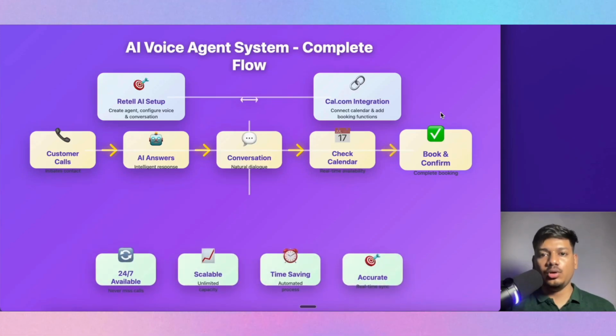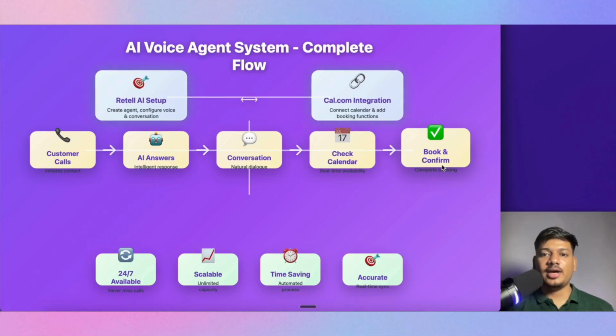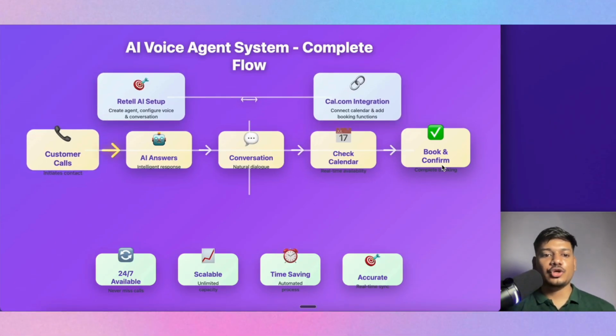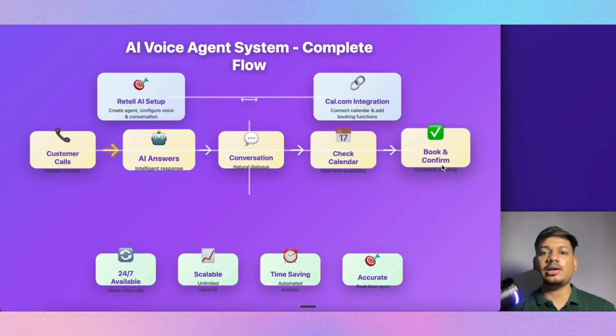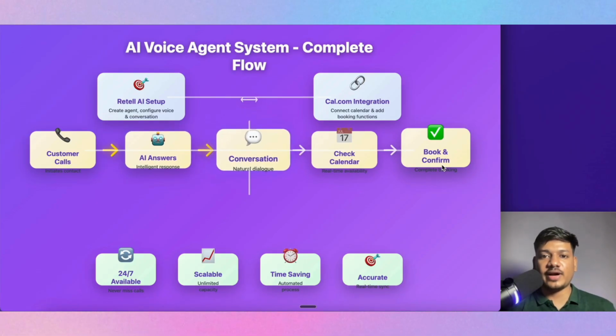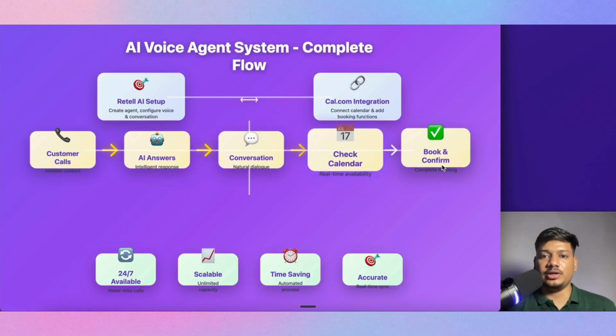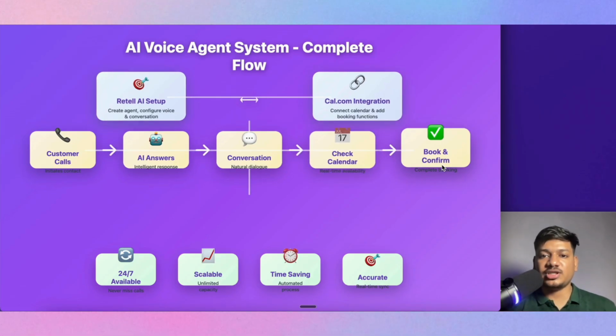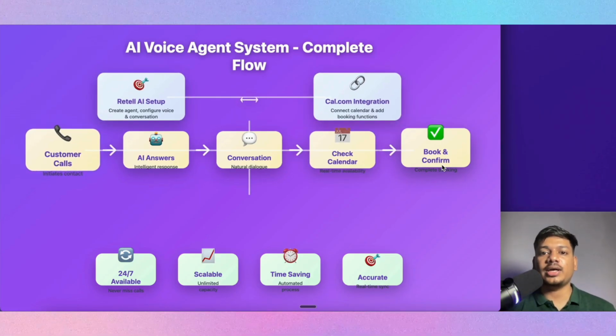So today in this video, we will be discussing how you can set up your own AI voice agent using Retell AI and Cal.com. Retell AI is a tool where you can build an AI voice agent. It is beginner friendly. You don't have to know any coding to build it. Similarly, Cal.com is a platform which is used to book events in a calendar.